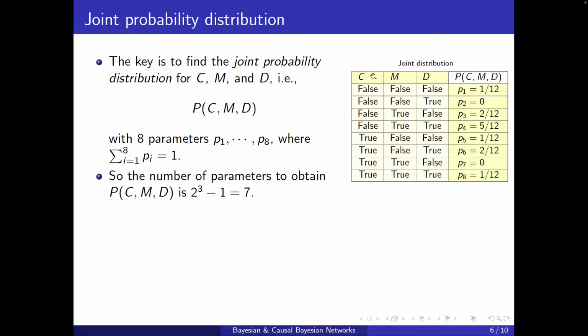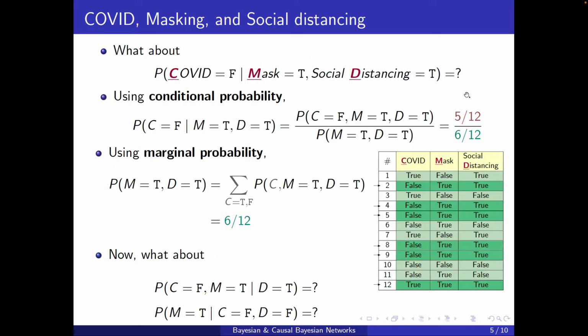So for example, what is the probability of C being false, M being false, D being false? I can go back to the table and see that the case where all of them are false, I think it's only this one here. Okay, and so it's 1/12.